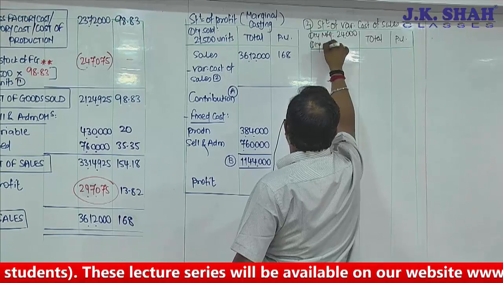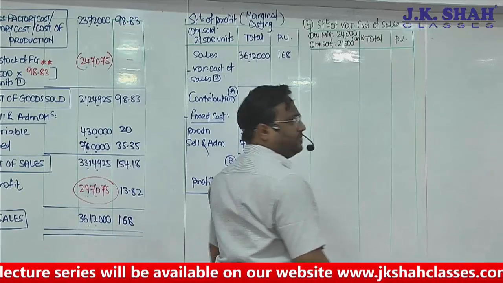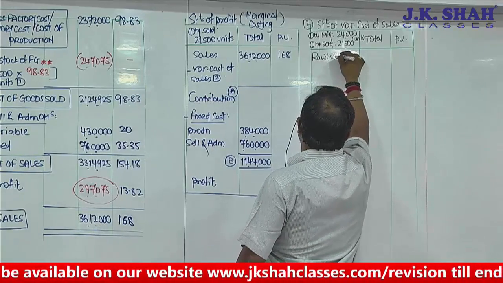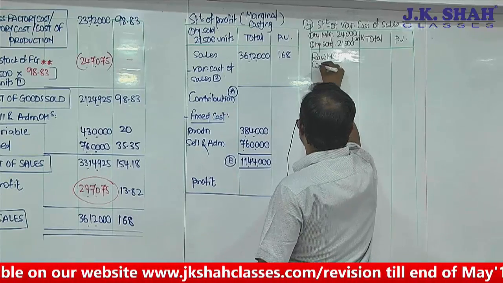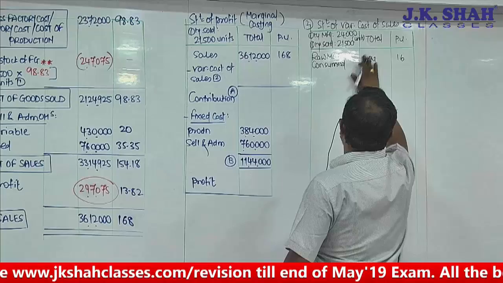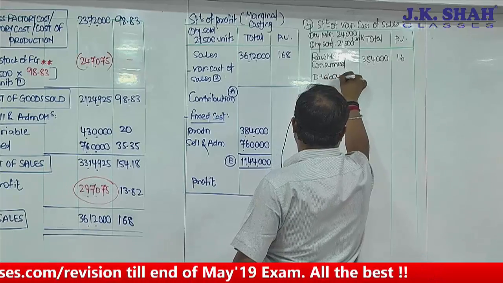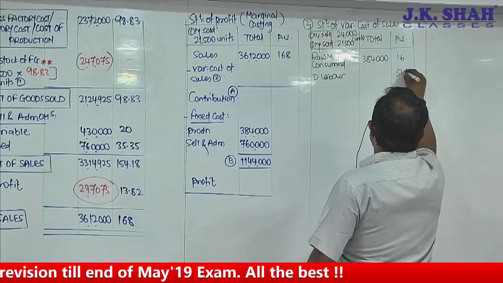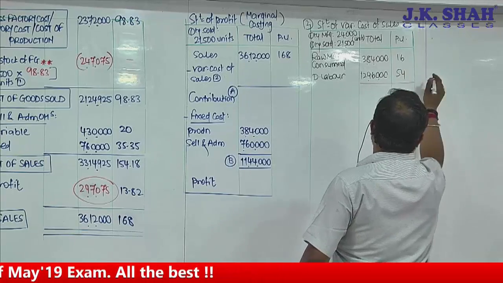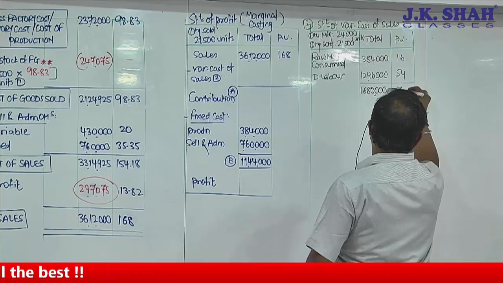24,000 units were produced. 21,500 units were sold. Simply follow the cost sheet format, but consider only variable cost. So, raw material consumed is always a variable portion. 16 per unit, 3,84,000. Direct labor 54, 12,96,000. Prime cost 16,80,000, which is 70 per unit.